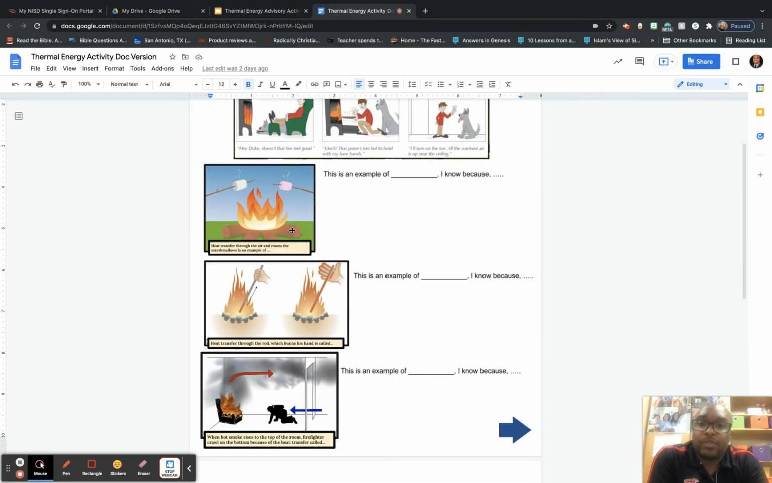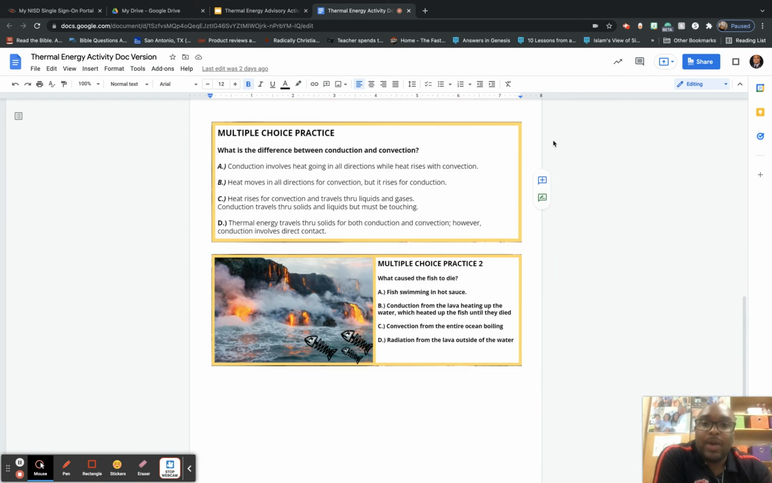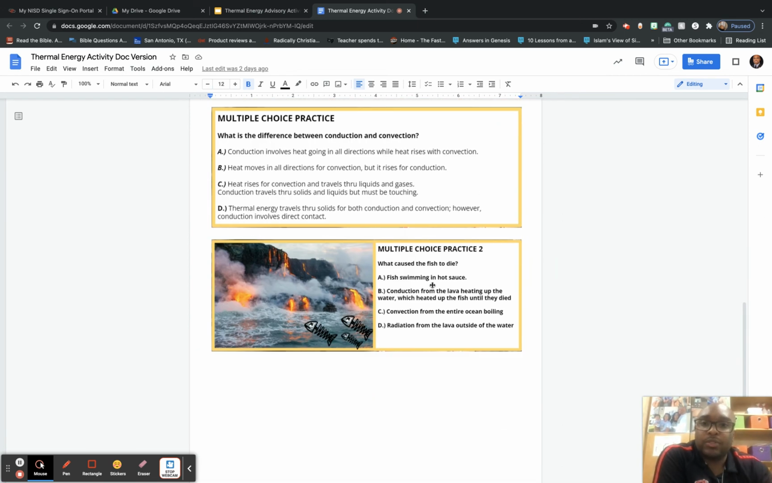Afterwards, you're going to see pictures of like fire roasting marshmallows, of another fireplace for firefighters, and you need to state what type of example that is. If it's a convection example, a conduction example, or a radiation example, and why you know that. I know because what? On the back of your paper, you'll see two multiple choice questions. Read and answer them. You guys got this.